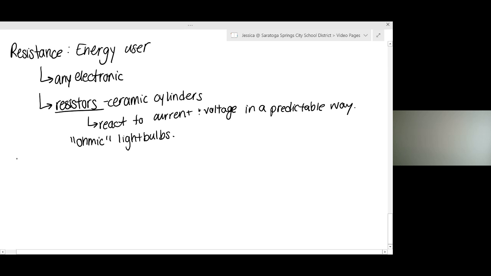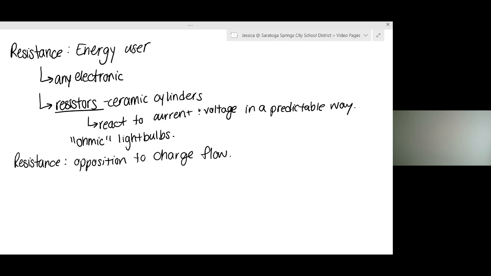Okay, so we can think of resistance as opposition to charge flow. Okay, think of it as like the friction of electricity. Okay, just like friction decreases the energy of an object, resistance or resistors decrease the voltage of a charge, aka they have less energy.